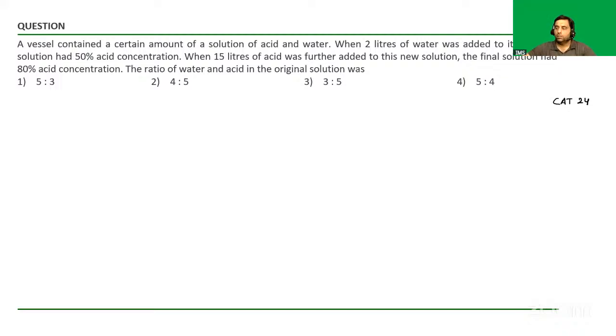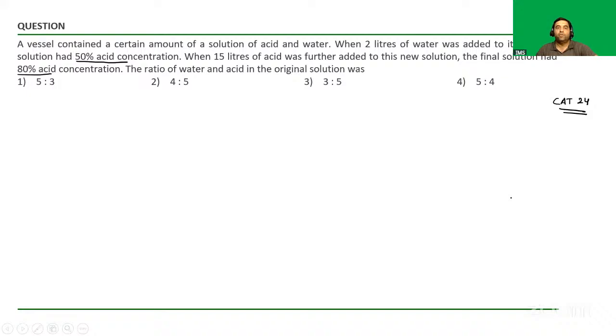The question that came in CAT 24, that means last year only. Yes, please read the question very carefully. It says, a vessel contained a certain amount of solution of acid and water. When 2 liters of water was added to it, the new solution had 50% acid concentration. Important point. When 15 liters of acid was further added to this new solution, the final solution had 80% acid concentration. The ratio of water and acid in the original solution was.